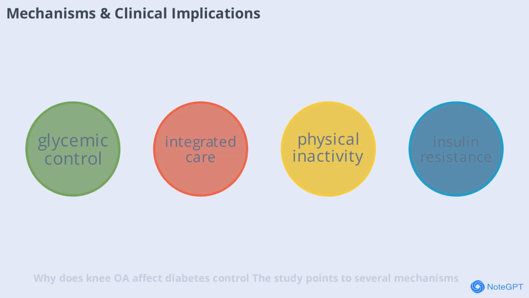How does knee OA affect diabetes control? The study points to several mechanisms. Pain and mobility limitations from OA often lead to physical inactivity, which reduces muscle glucose uptake and worsens blood sugar control. Additionally, joint-related pain can trigger stress hormones that increase insulin resistance. Depression, fatigue, and poor sleep, more common in those with OA, further complicate diabetes management.